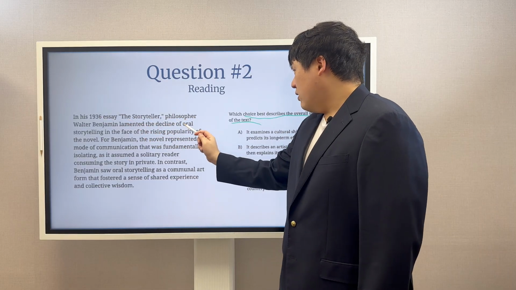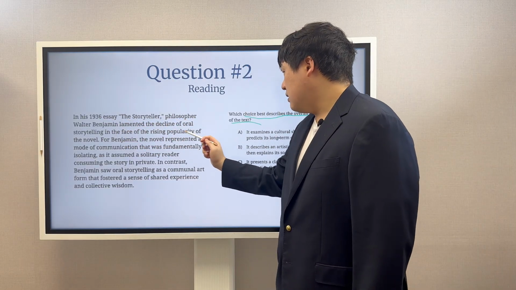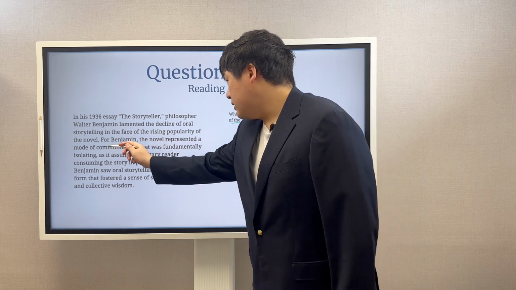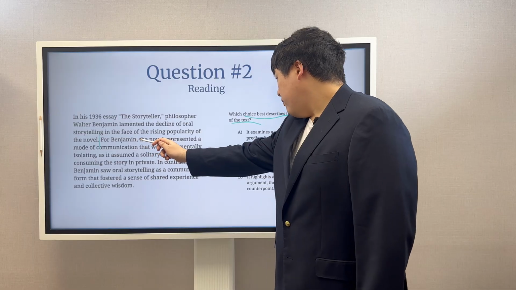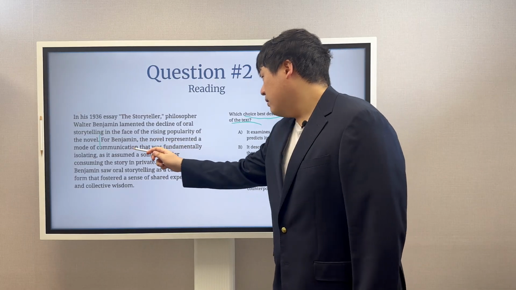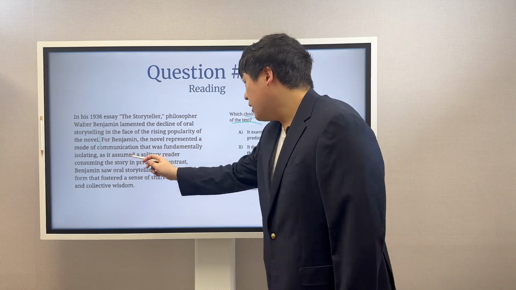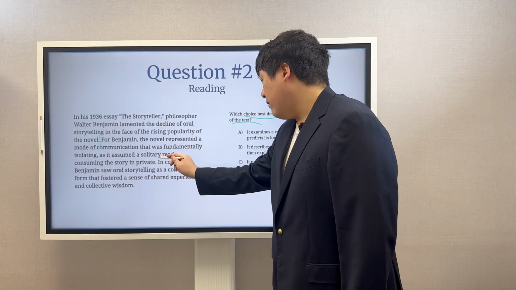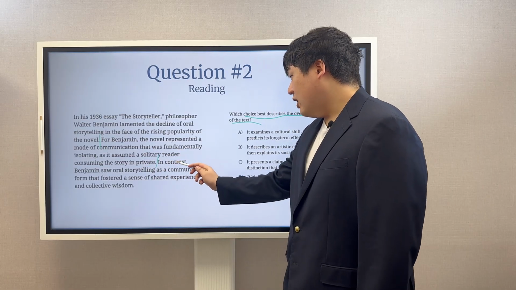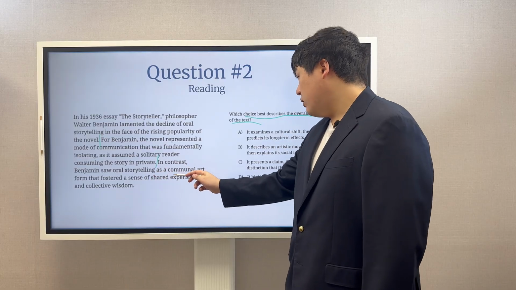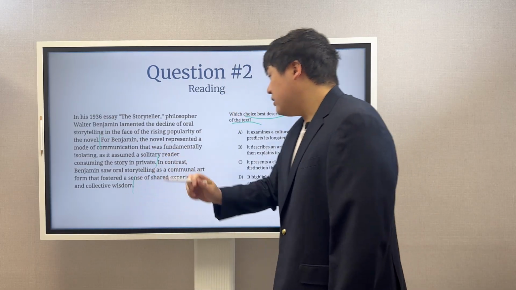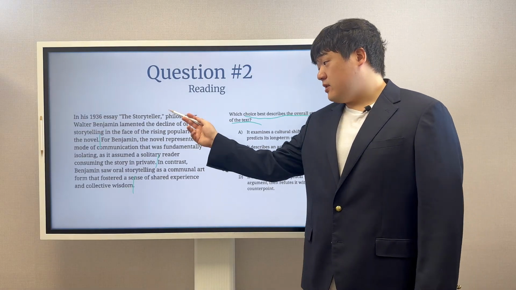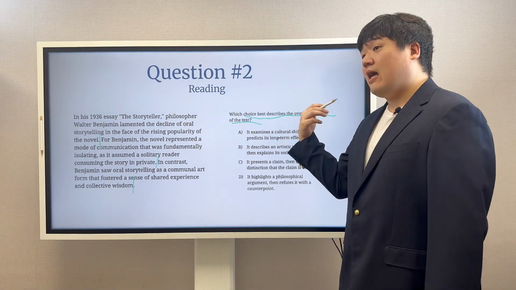In his essay, philosopher Walter Benjamin lamented the decline of oral storytelling and the rising popularity of the novel. Okay, that's our first full stop. For Benjamin, the novel represented a mode of communication that was fundamentally isolating, requiring the solitary reader consuming a story in private. Okay, stop. In contrast, Benjamin saw oral storytelling as a communal art form that fostered a sense of shared experience and collective.